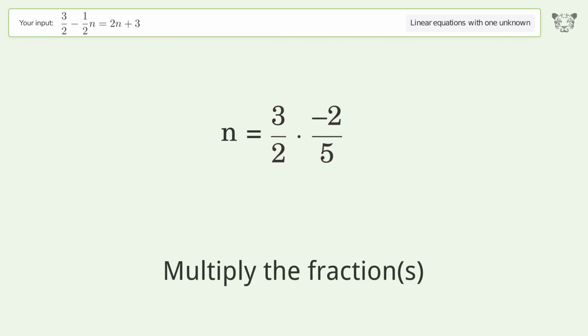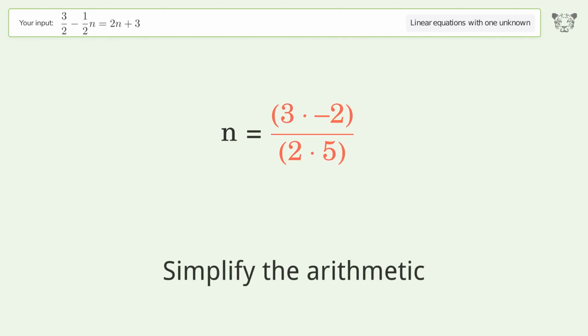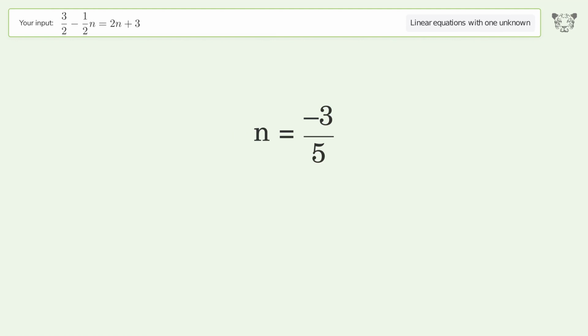Multiply the fractions. Simplify the arithmetic. And so the final result is n equals -3/5.